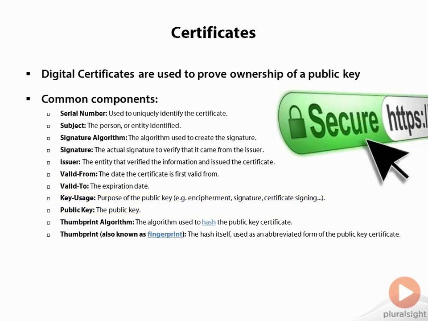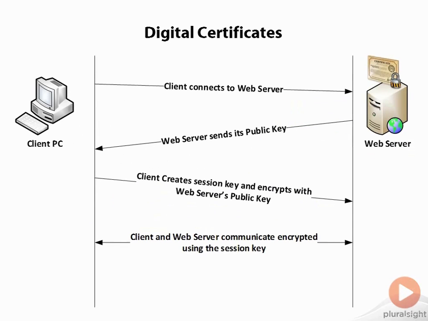So what happens, in a digital certificate example, let's say we have a client PC, and that client wants to shop on Amazon. In this case, a web server. This is a fairly simplified version, but just so you get the general process. That client would connect to Amazon. The client connects to the web server. The web server has a certificate, and it basically contains the public key. So the web server would send its public key to the client PC.